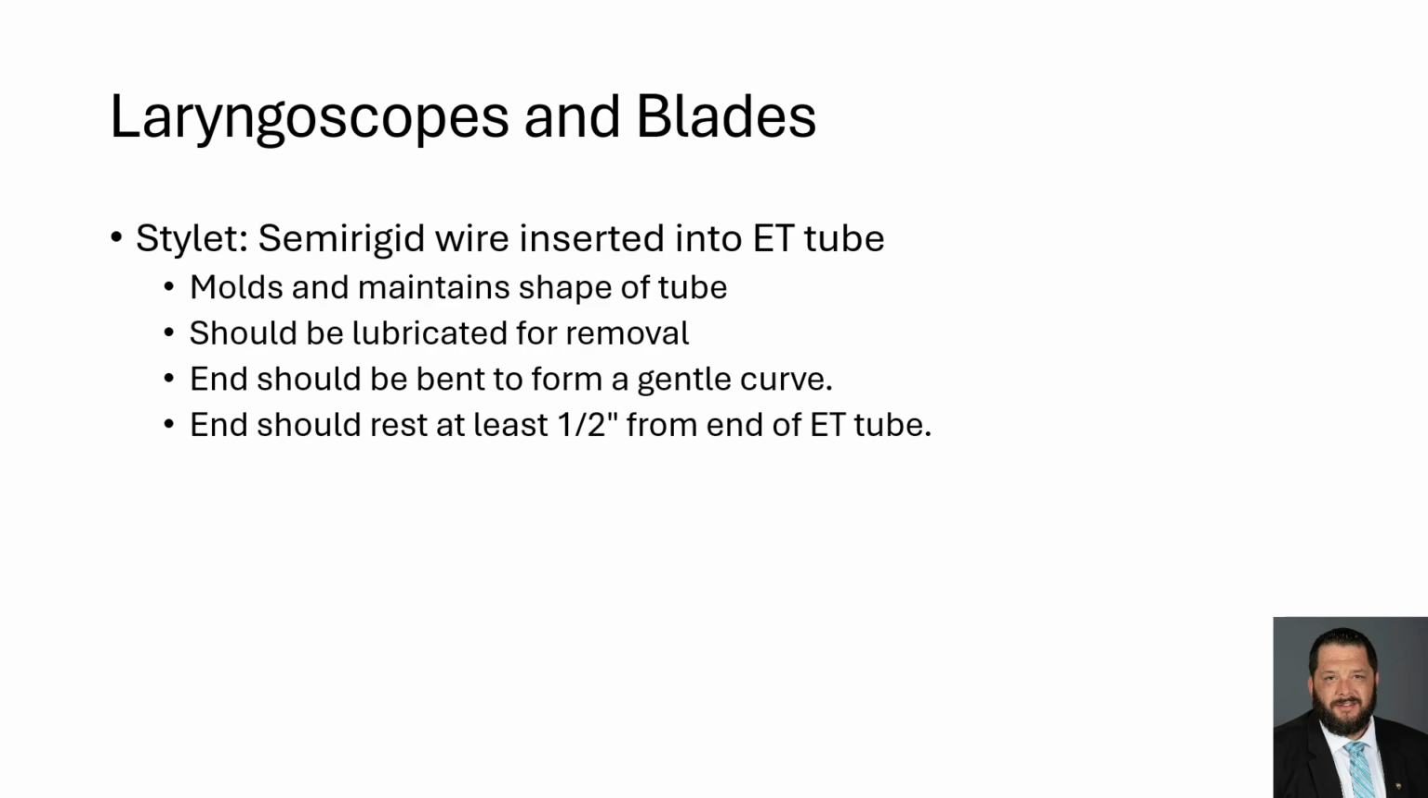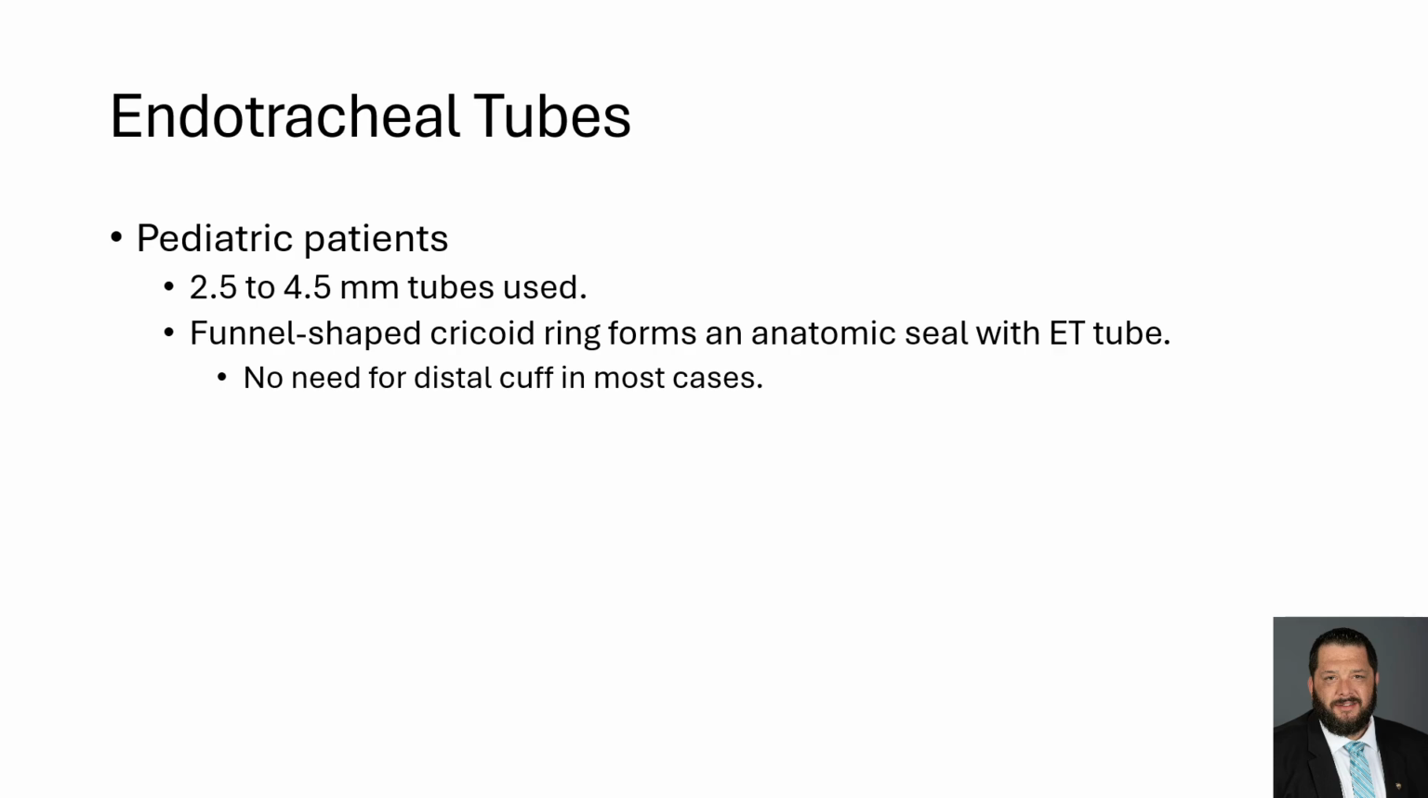And the tube should be lubricated, and the stylet should be lubricated to ensure that it has easy removal. With modern materials, some endotracheal tubes come pre-filled with a stylet. In that case, there's no additional need. You can shape the tube to the patient and then remove the stylet once you've successfully intubated. For pediatric patients, you're generally going to use sizes 2.5 to 4.5 millimeter. The funnel-shaped cricoid rings form an anatomic seal with the endotracheal tube, and there's no need for a distal cuff in most cases. Depending on the service that you work for, your pediatric tubes can either be cuffed or uncuffed.